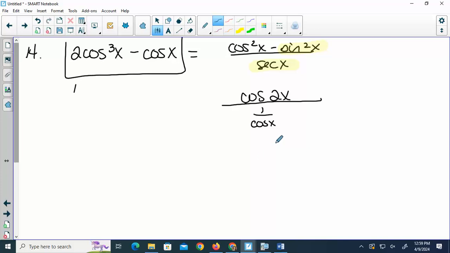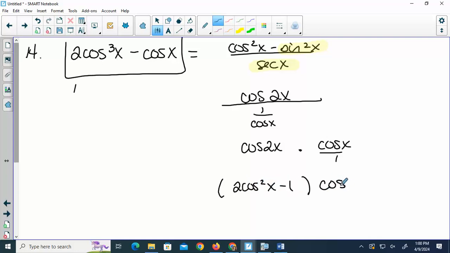How do you divide fractions? Flip and multiply. It's like cosine 2x times cosine x over 1. Okay, I'm doing good in that I have cosines, but if you look at your goal, do we want any double angles? So what could I change cosine 2x to that only has cosines? 2 cosine squared x minus 1. And we still have this times cosine x.